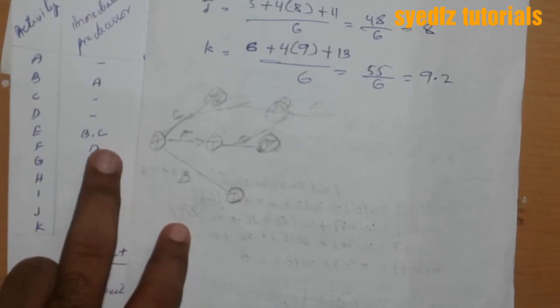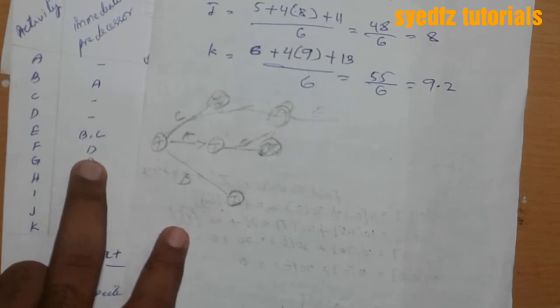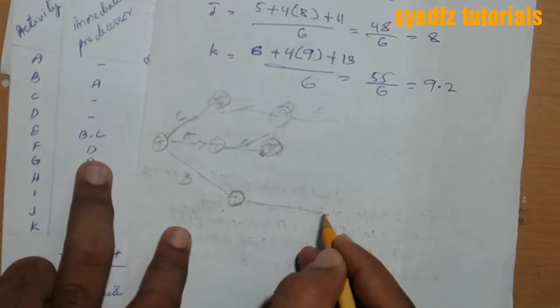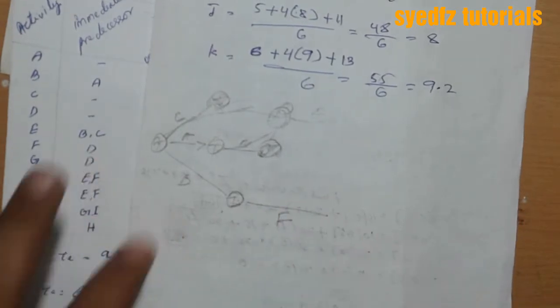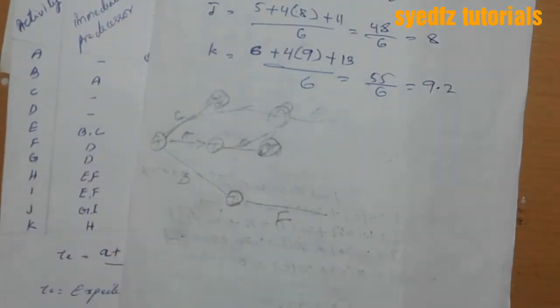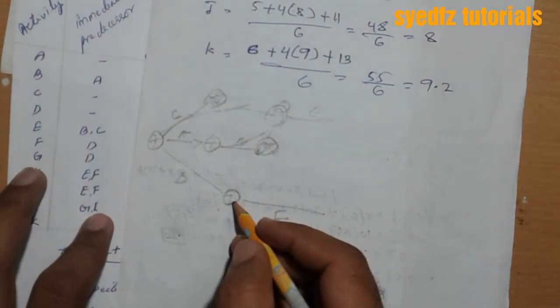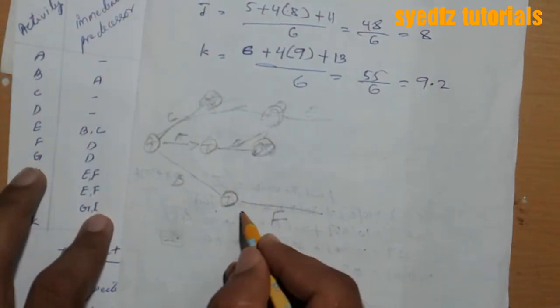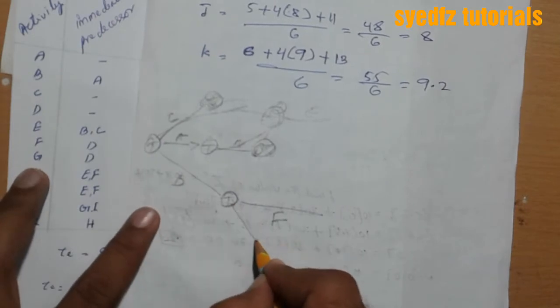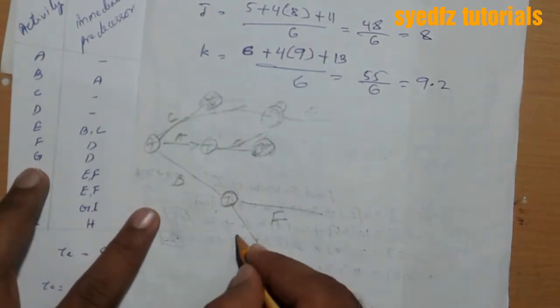Then activity F happens from D. This is F, happened from D. Okay, now G happens from D. Again, activity G happened. This is F, this is activity G.